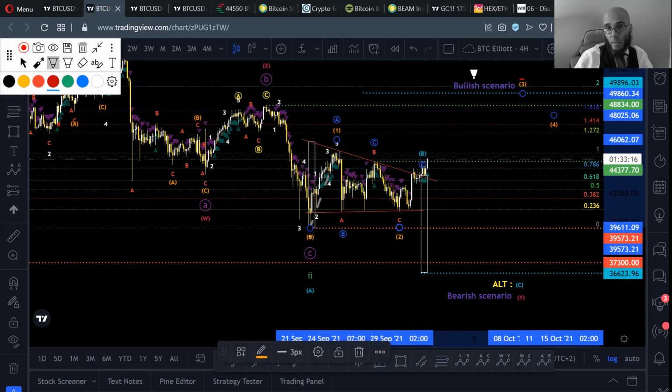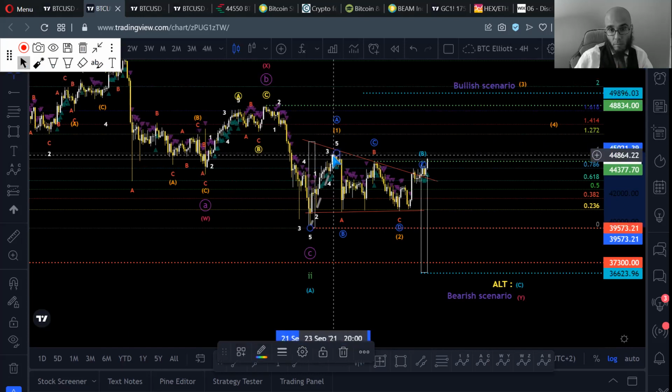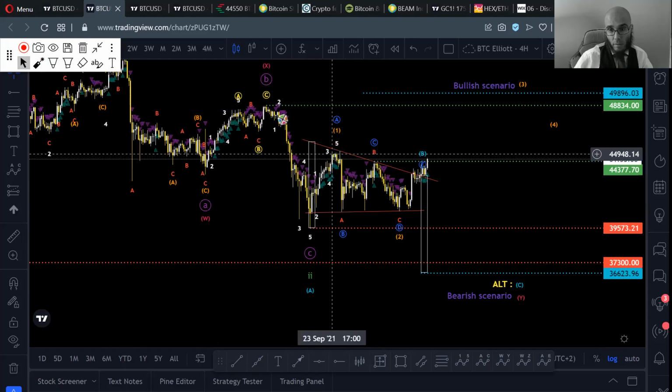So here's my new target. And that's the level we have to break. And we could break that during the wave 3, since I think wave 3 is extending. I would like to take my fib off the chart. There we go.